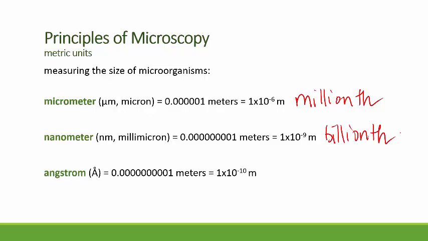And then last of all, the angstrom is used primarily when talking about atomic sizes, so atoms and so on. And that's 10 to the minus 10th meters, or 0.0000000001 of a meter. So, there you've got it. Those are the units that we'll be talking about. So clearly the stuff is super, super small.